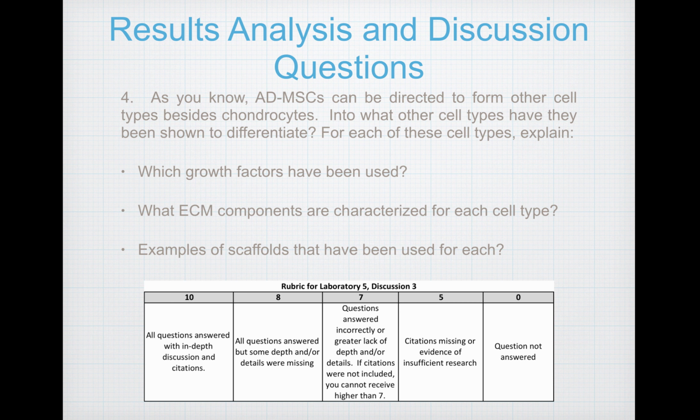Next, ADMSCs can be directed to form other cell types besides chondrocytes. We talked a little bit about this in the lecture. I want you to talk about what other cell types they have been used to differentiate into, and for each of these cell types, please explain which growth factors have been used, what ECM components are typically characterized for each cell type, and give examples of scaffolds that have been used for each type.